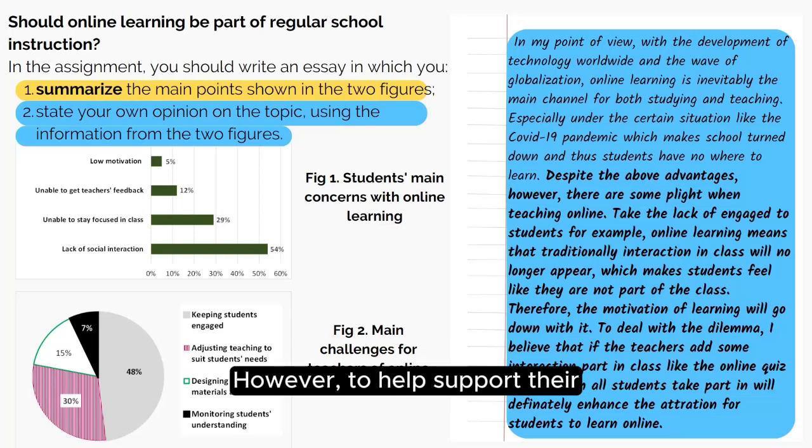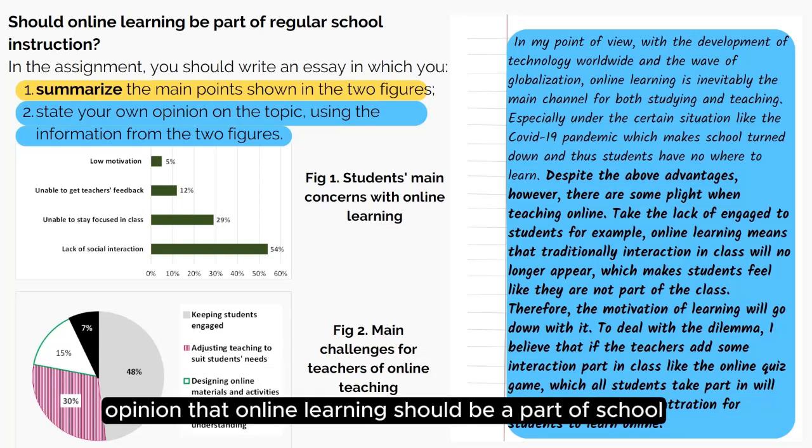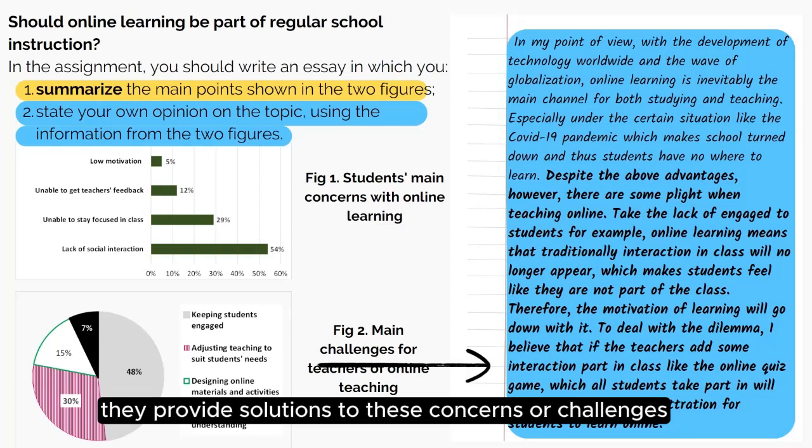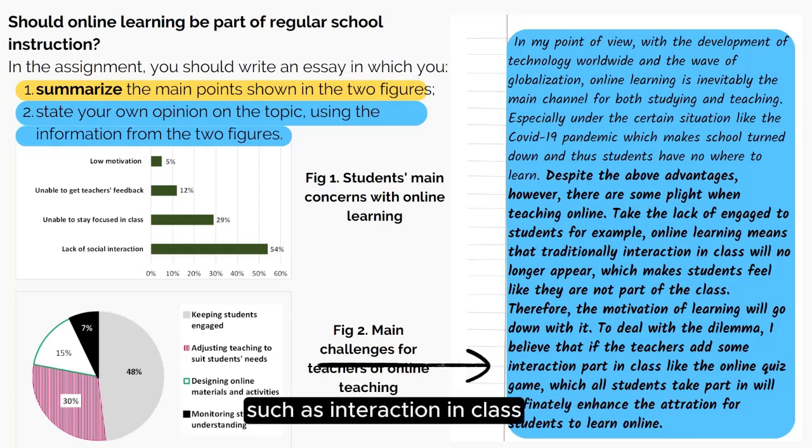However, to help support their opinion that online learning should be a part of school, they provide solutions to these concerns or challenges, such as interaction in class, like including online quiz games.